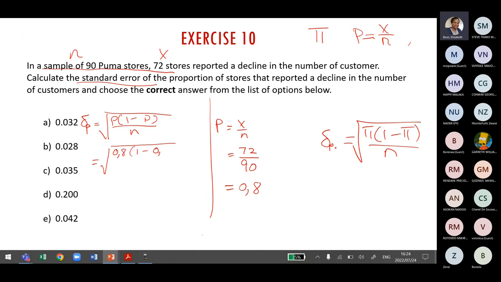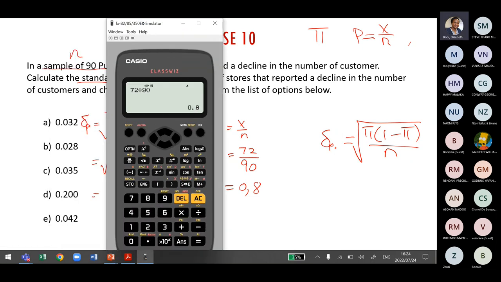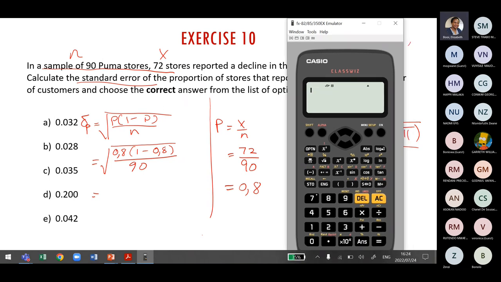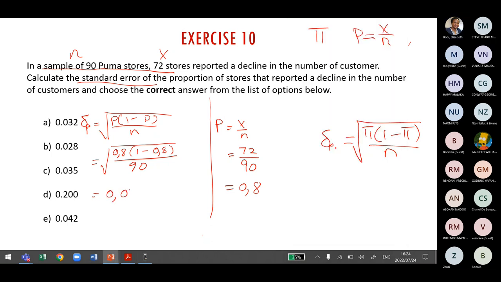It's 0.8. So since we do have that, you need to substitute it: 0.8 times 1 minus 0.8, divided by our n of 90. So we need to calculate that. Say the square root of 0.8 times 1 minus 0.8, close bracket, divided by 90. And the answer is 0.04. In three decimals, if I look at the options, they are in three decimals. Do you also get the same answer? Yes. And that will be E.